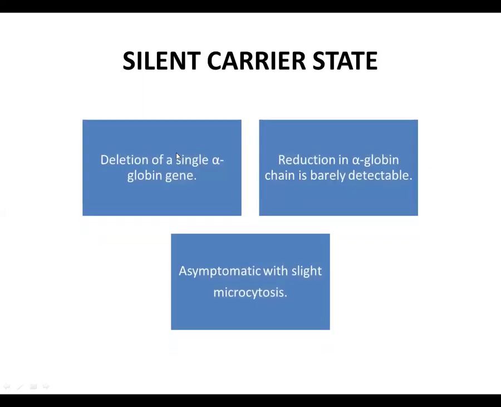In the silent carrier state, there is deletion of a single alpha globin gene, which results in reduction in alpha globin chain, but this is barely detectable. So the individuals are asymptomatic with a slight microcytic picture.